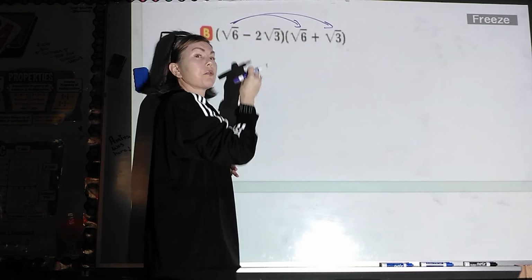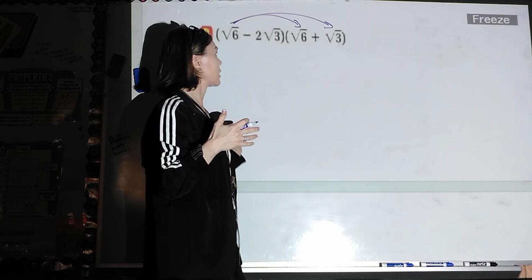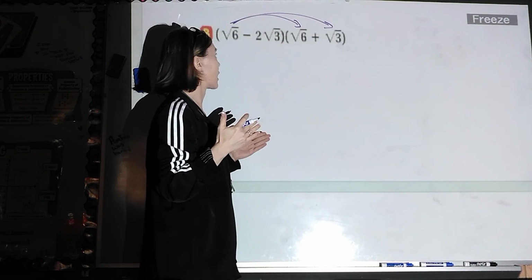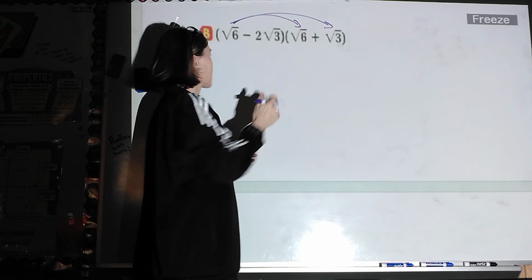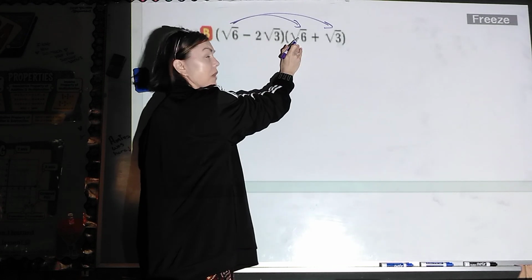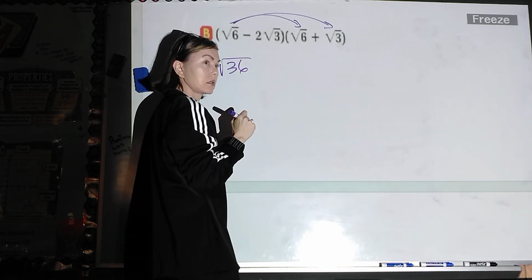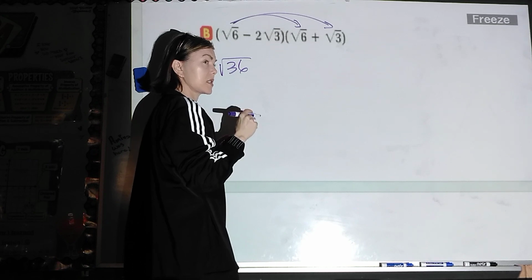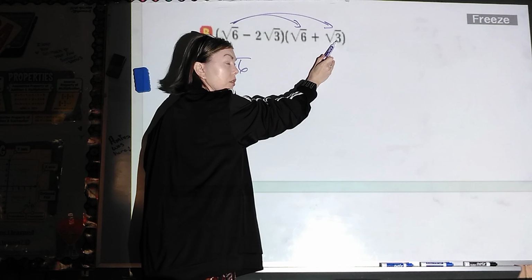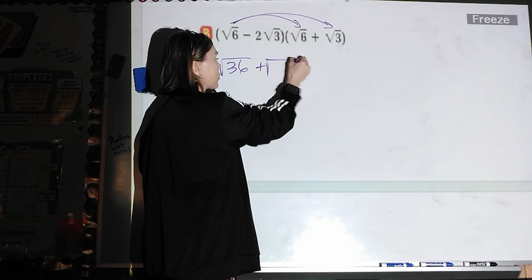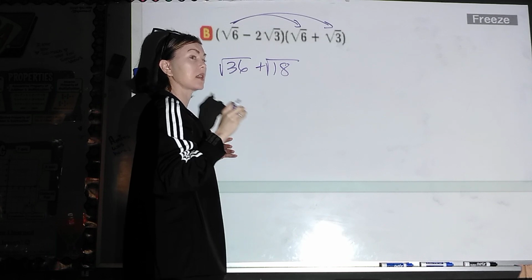But there are no variables here. So what you need to know is that you do have to be very careful because you have to multiply like with like. So we have radical 6 times radical 6 gives me what? Radical 36. Because 6 times 6 is 36. Now, radical 6 times radical 3 is radical 18. Again, you're multiplying the numbers that are inside the radicals.